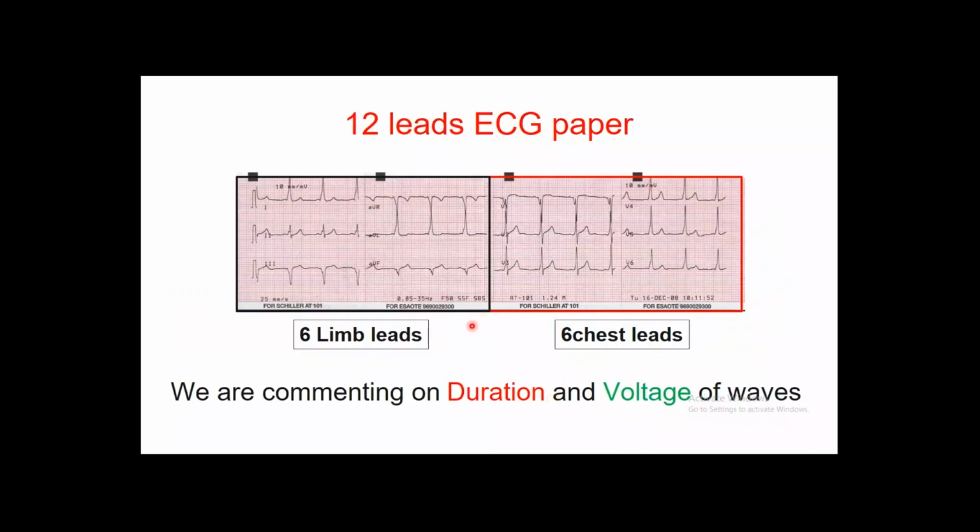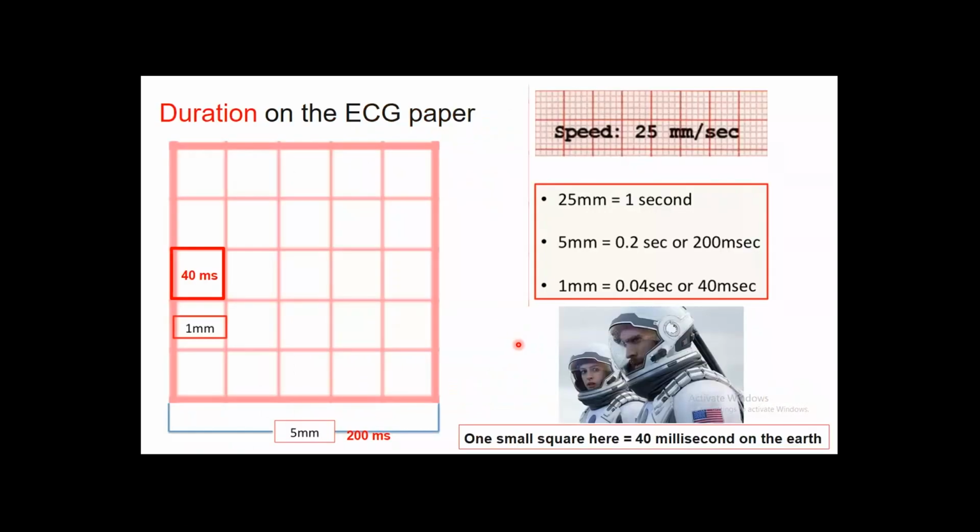And so we have explained the 12 leads that appear on the ECG: 6 recorded from the chest leads, 3 unipolar limb leads, AVR, AVL, AVF, and 3 bipolar limb leads 1, 2 and 3, recording the difference between the unipolar ones. When we are commenting on an ECG, we are commenting on the duration and voltage of these different waves. So we should know the duration and the calibration of the ECG paper.